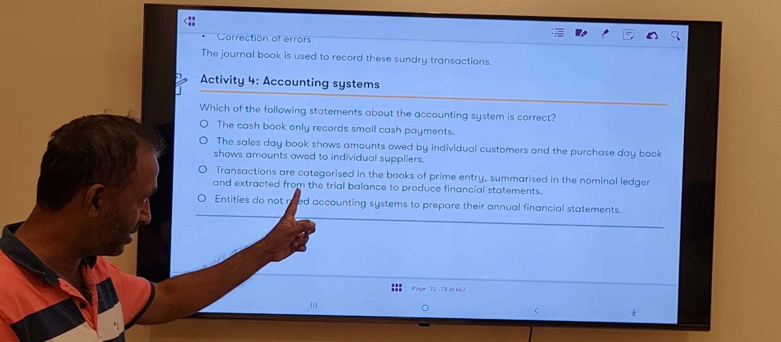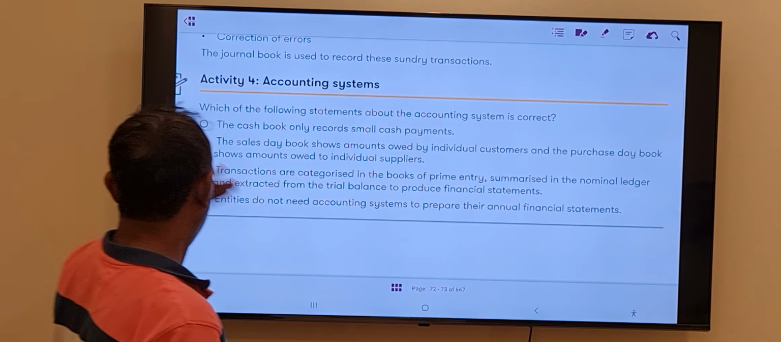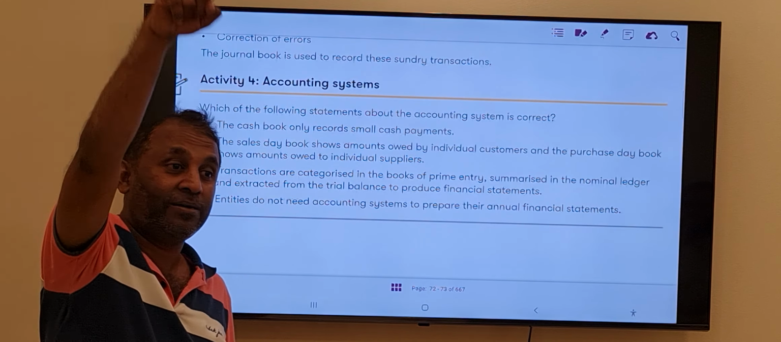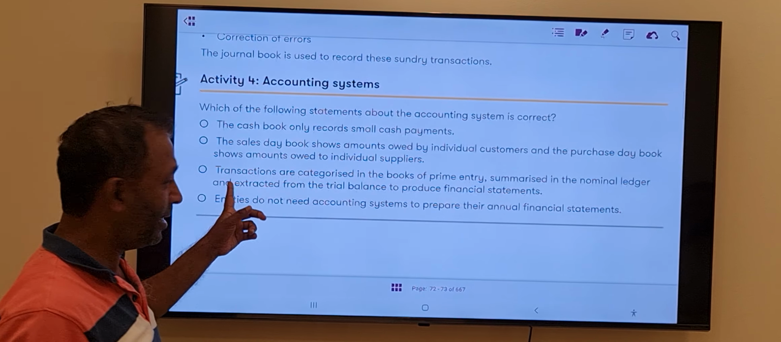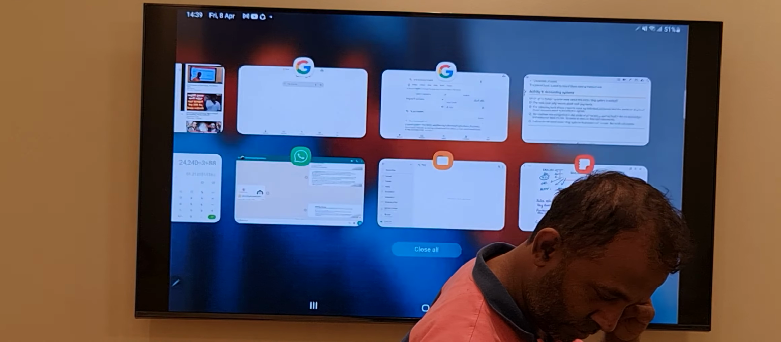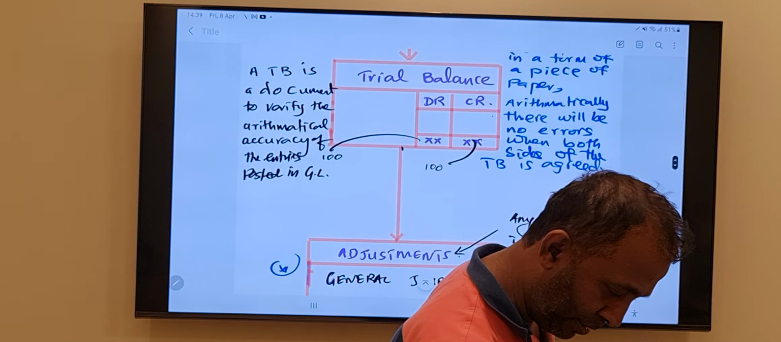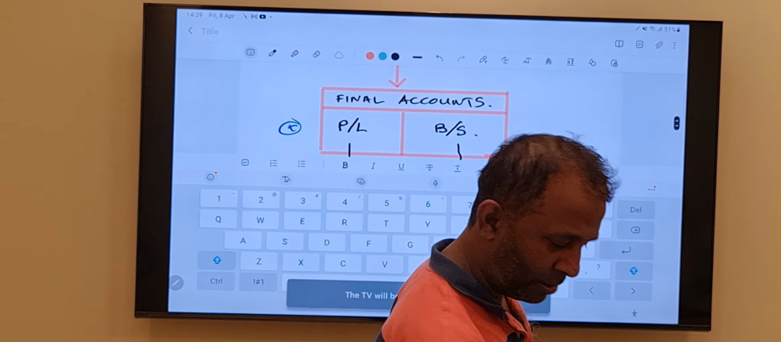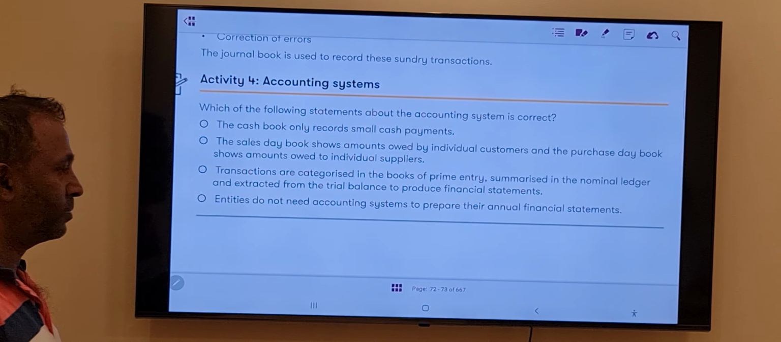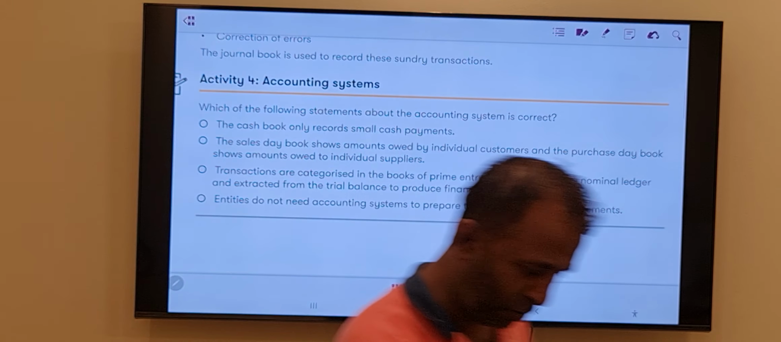This is correct: transactions are categorized in the books of prime entry, summarized in the nominal ledger, and then extracted in the trial balance to produce the final accounts. If you remember my flow diagram, that's what they are saying here: source document, prime entry books, double entry, trial balance, then final accounts. The last one is also wrong: entities do not need an accounting system to prepare their finances.